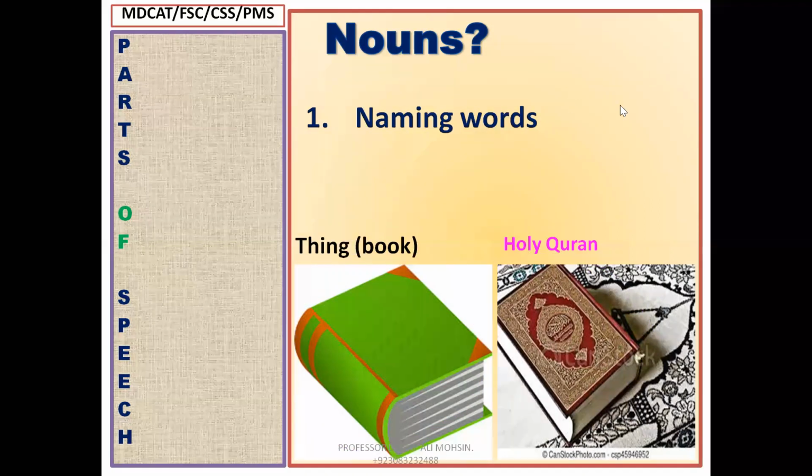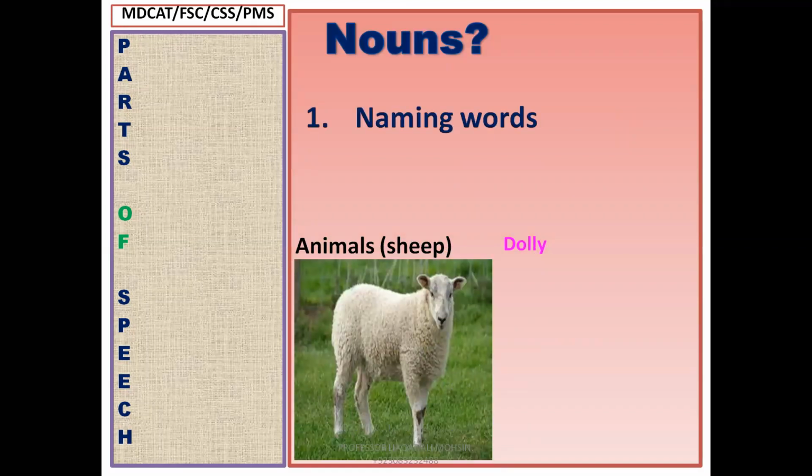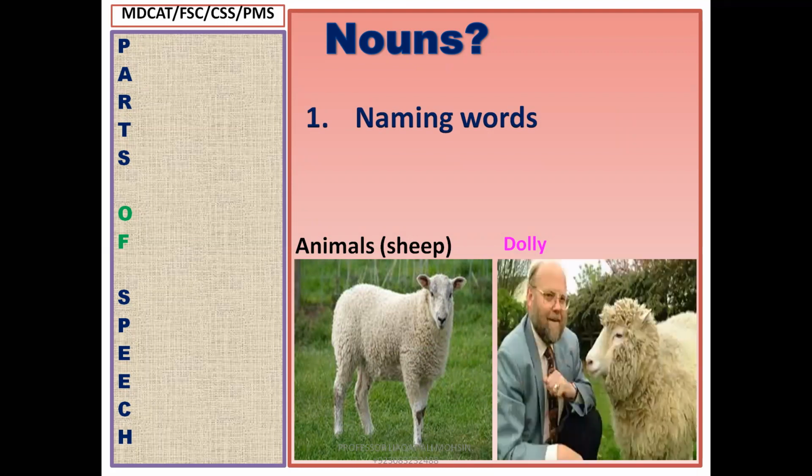Similarly, nouns can be animals, like sheep. Sheep can be an animal. It represents the whole species, the whole type. And when we talk about Dolly, that is the result of genetic cloning, after genetic engineering. This word is a proper noun. As we opt for different names for our pets, a similar name has been given to this sheep, that is Dolly.